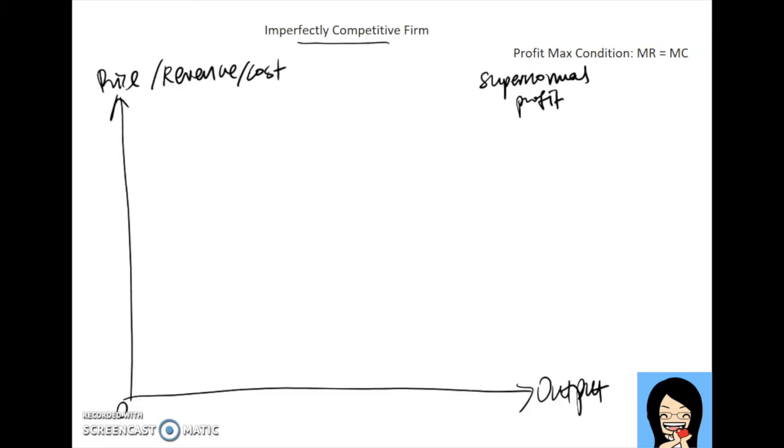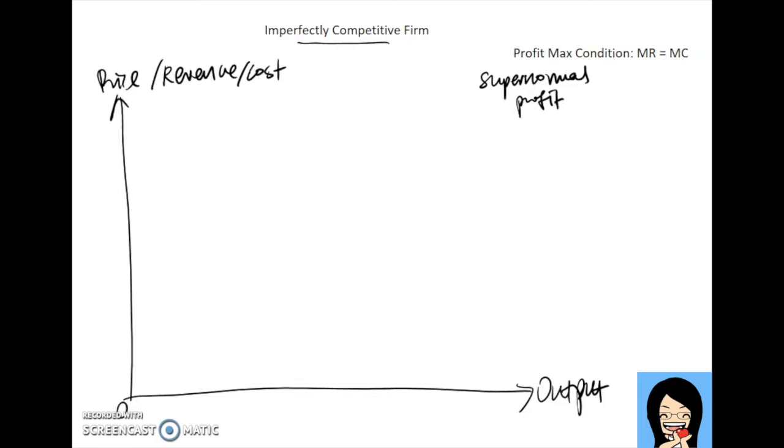Hello everyone, this video will show you how to draw the graph for an imperfectly competitive firm showing supernormal profits. For graphs like this, you need to use the one for market structure, and it applies to imperfectly competitive firms such as monopoly, monopolistic competition, or even oligopoly.